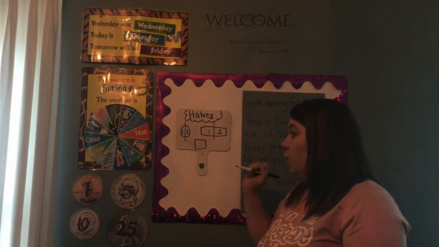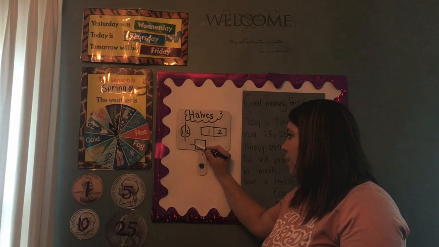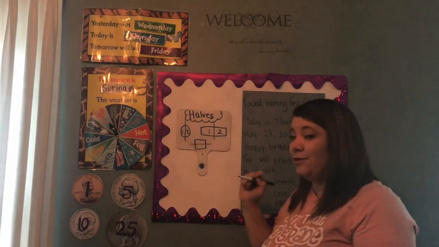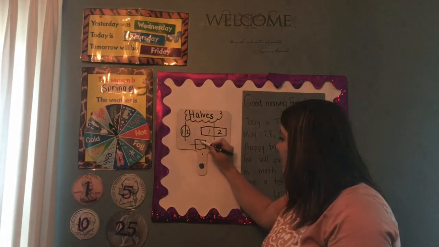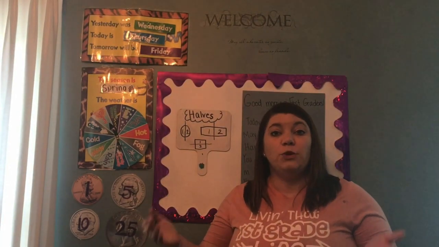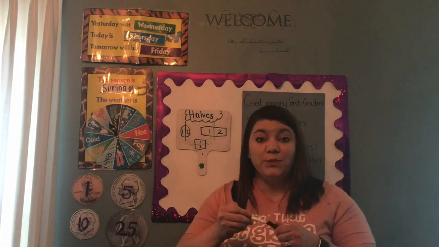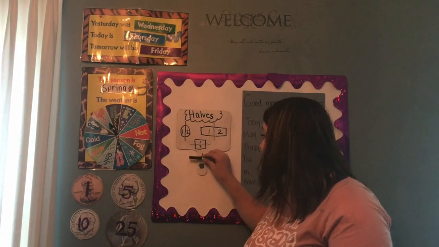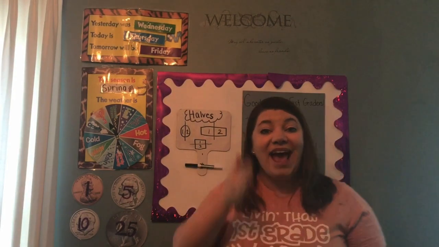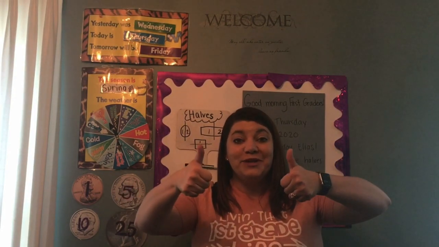In this square, I could even do my line going horizontal instead of vertical. And I still have two sides, two equal sides or two halves. In shapes today in math, that's what we're going to do. We're going to learn how to make those shapes cut in half so they're equal on both sides. Let's get started, boys and girls.